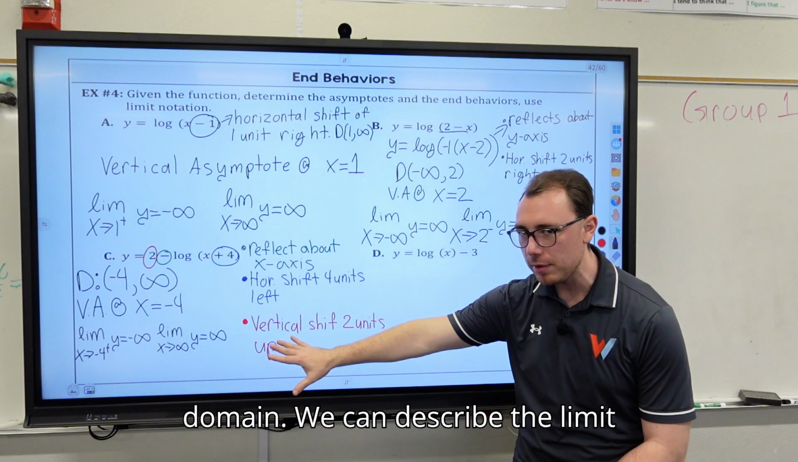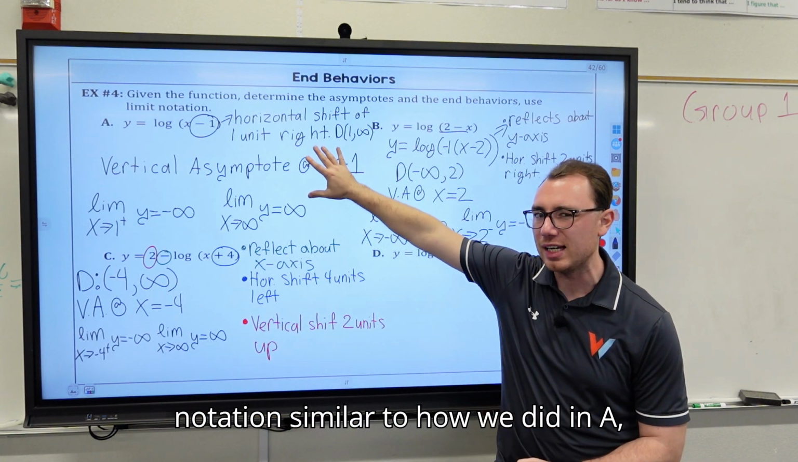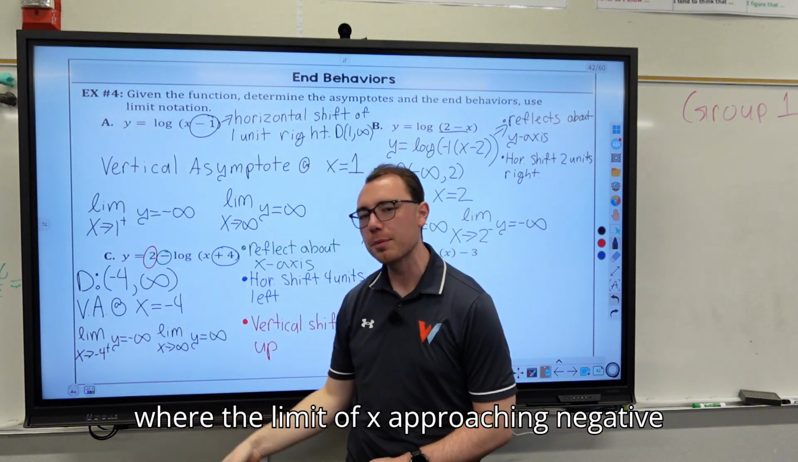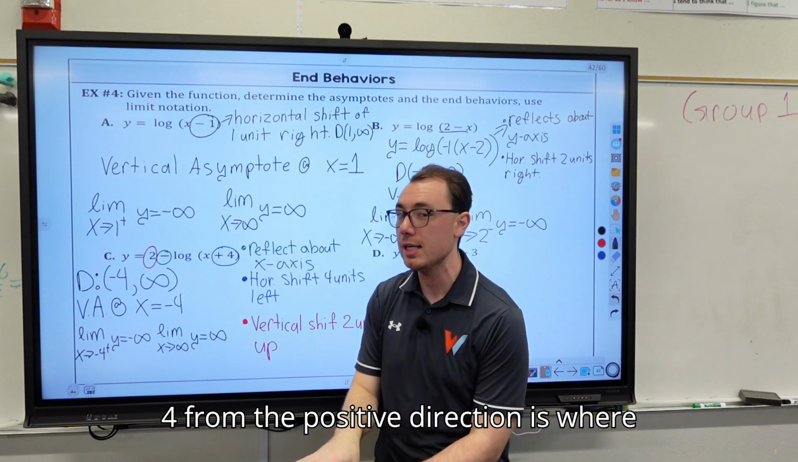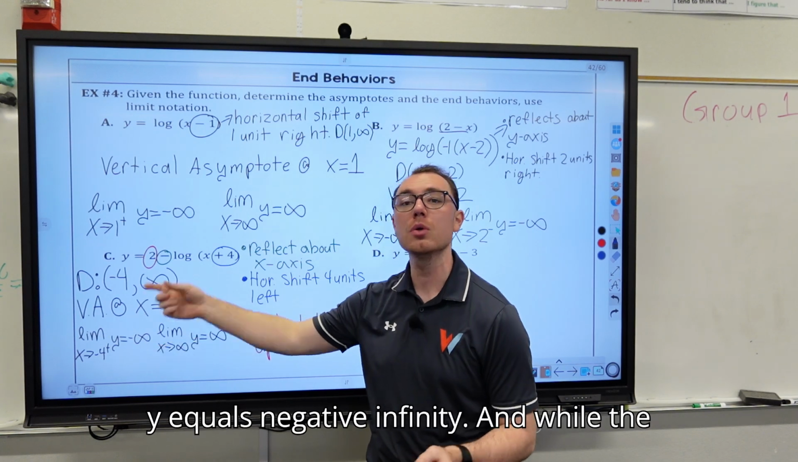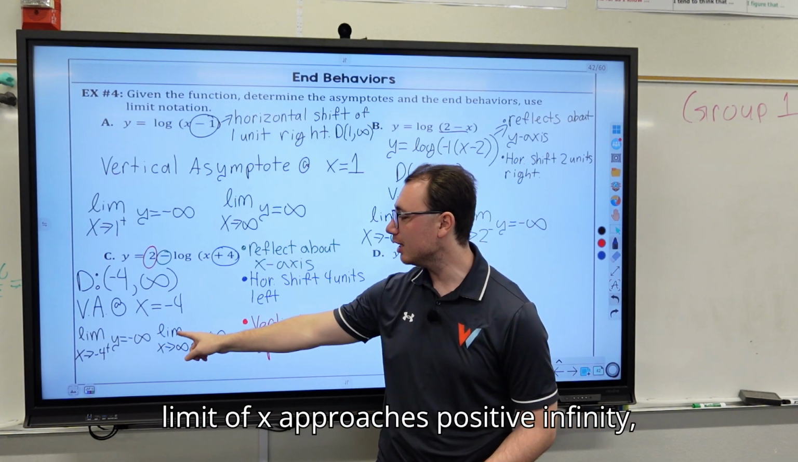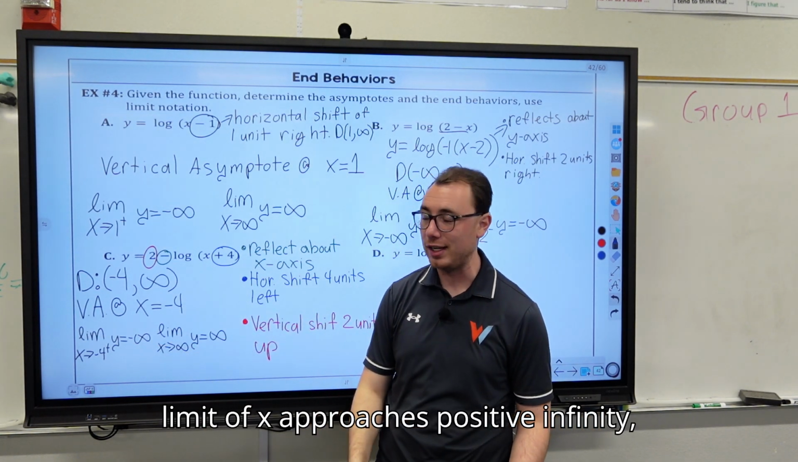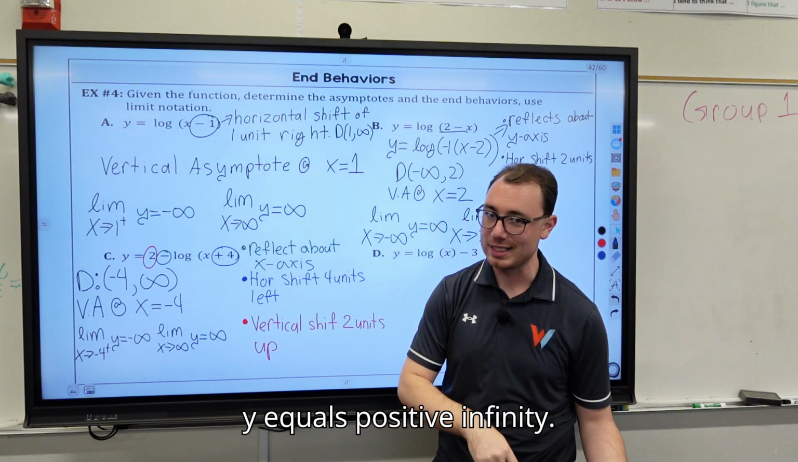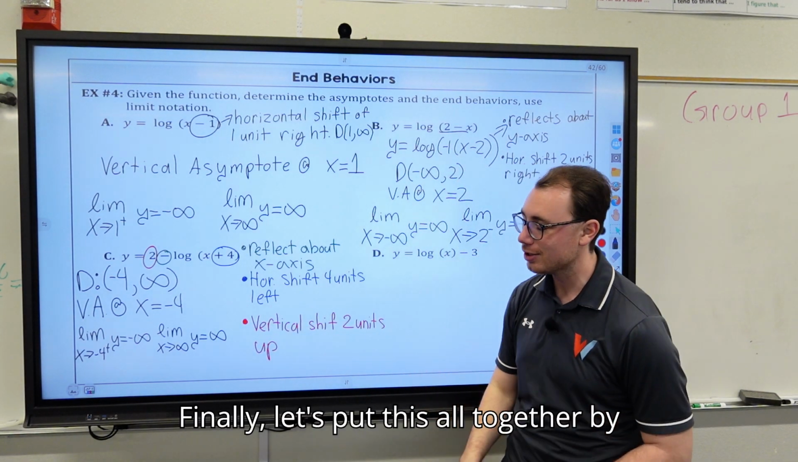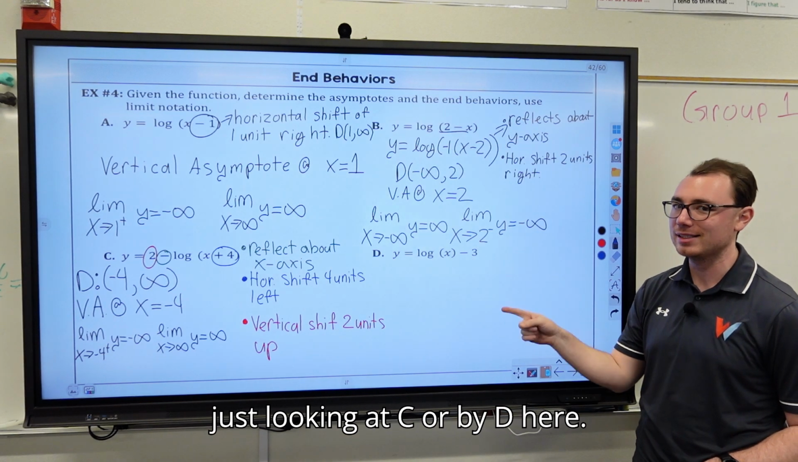We can describe the limit notation similar to how we did in A, where the limit of x approaching -4 from the positive direction is where y equals -infinity. And as x approaches +infinity, y equals +infinity. Finally, let's put this all together by looking at D here.